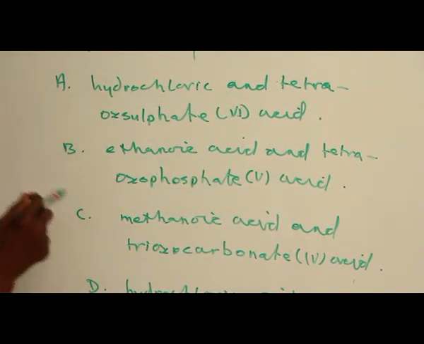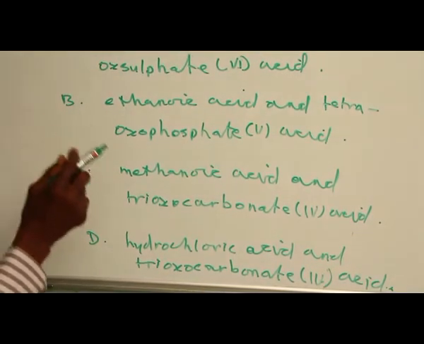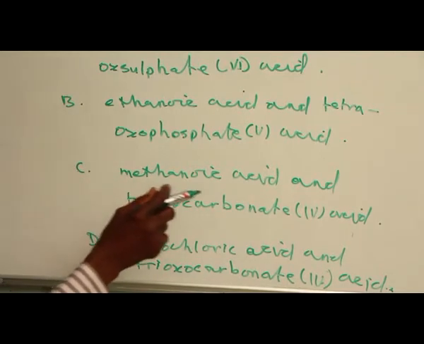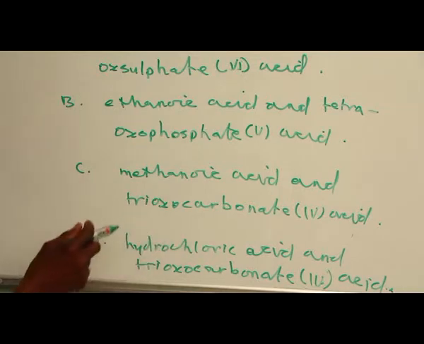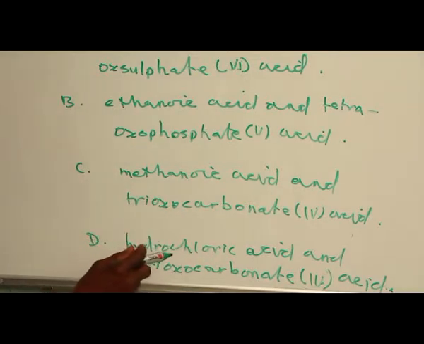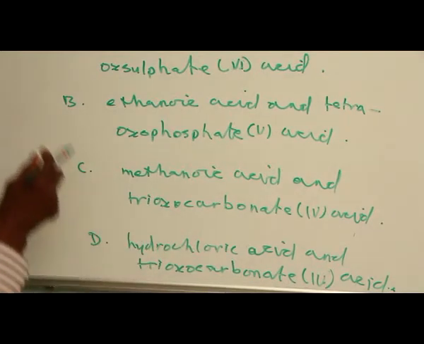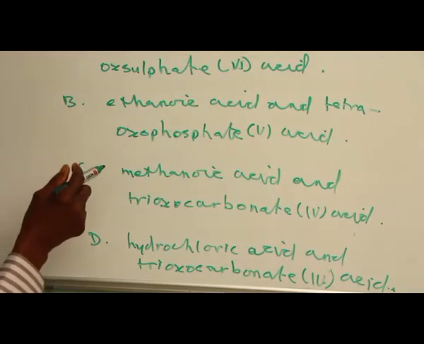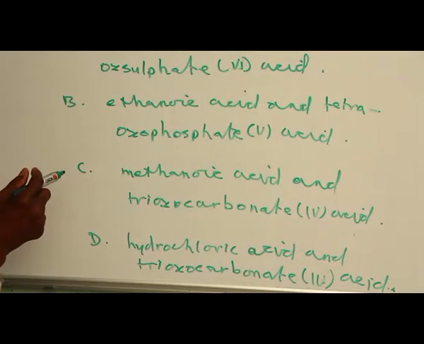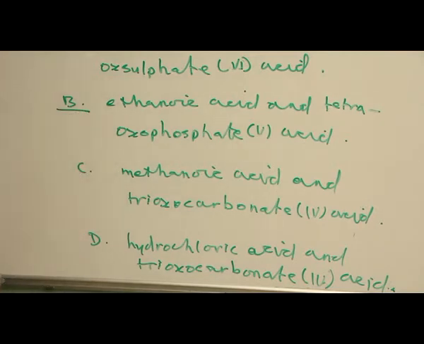B is the correct option. Now let's see C. Methanoic acid has one replaceable hydrogen ion, is monobasic, and trioxocarbonate 4 acid is dibasic. D. Hydrochloric acid is monobasic, and trioxocarbonate 4 acid is dibasic. So the correct option is B, because ethanoic acid has one replaceable hydrogen ion, and tetraoxophosphate 5 acid has three replaceable hydrogen ions. Consequently, B is the correct option.